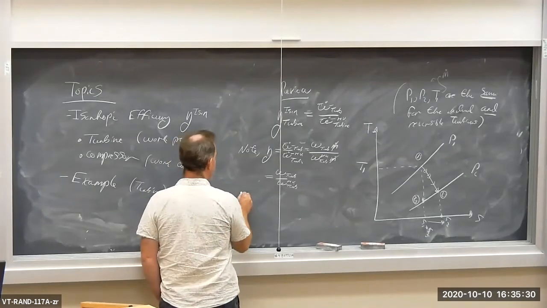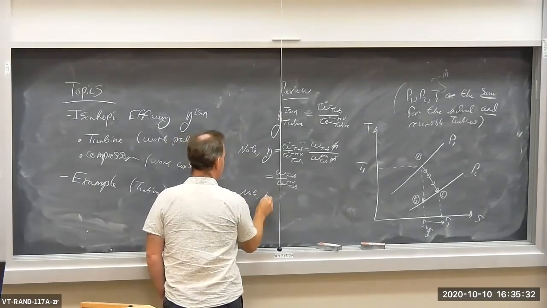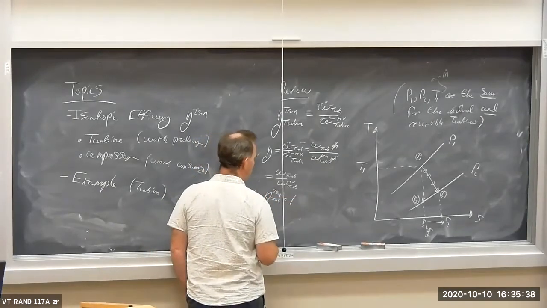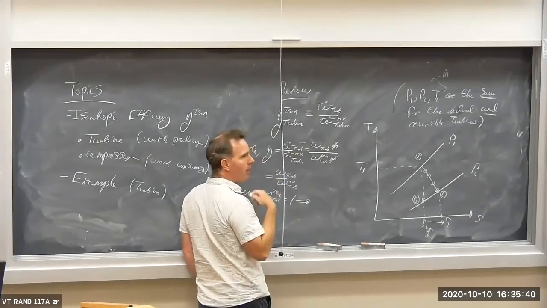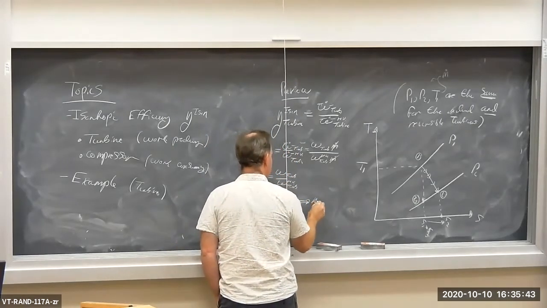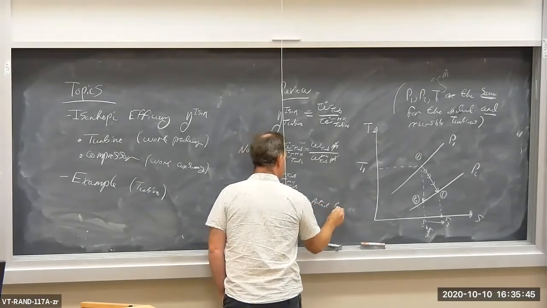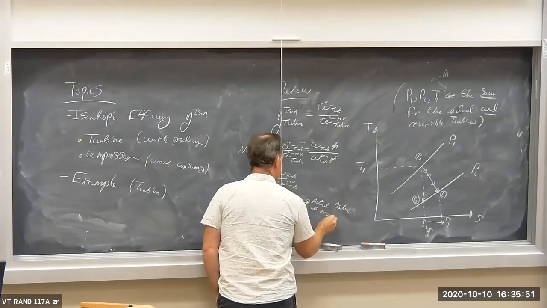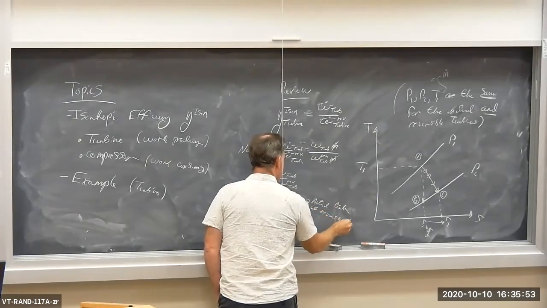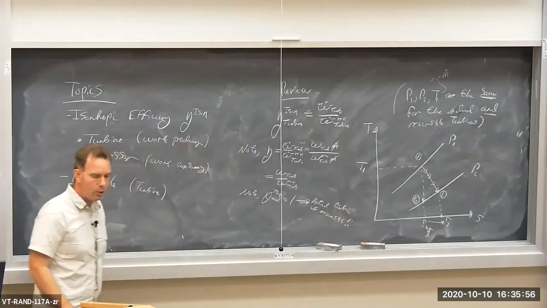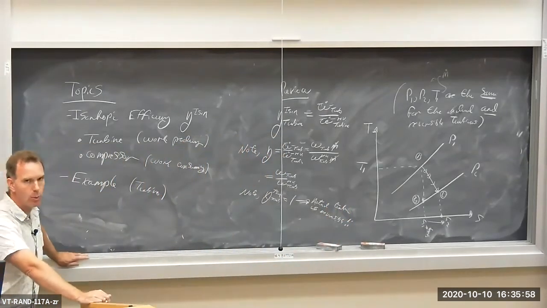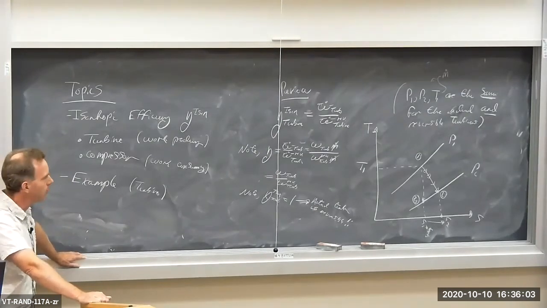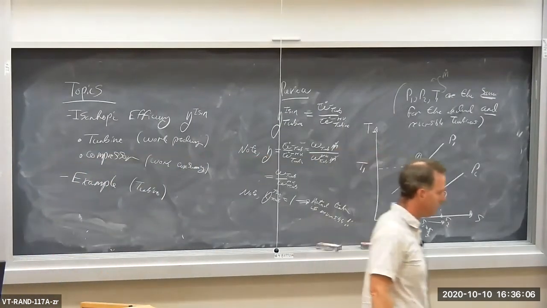Needless to say, another note, if eta isen turbine equals 1, then the actual turbine is reversible. Okay? In general, isentropic efficiency will be less than 1. It can never be greater than 1 because no device is more efficient than a reversible device. Okay?